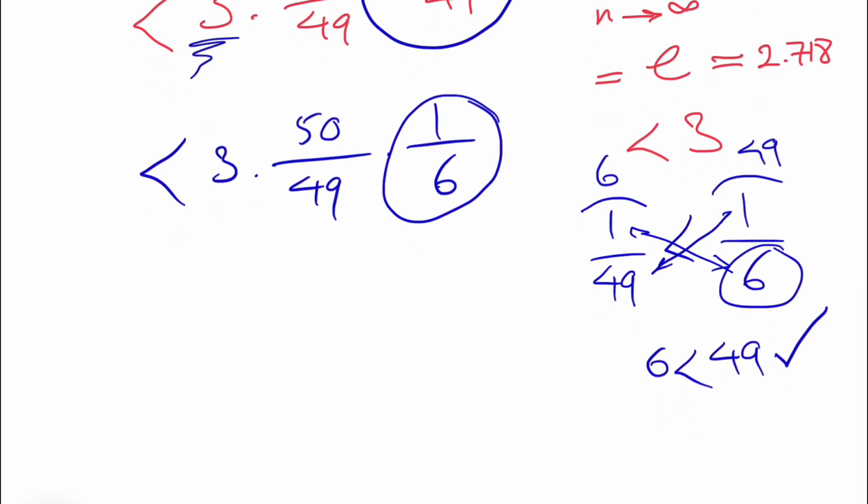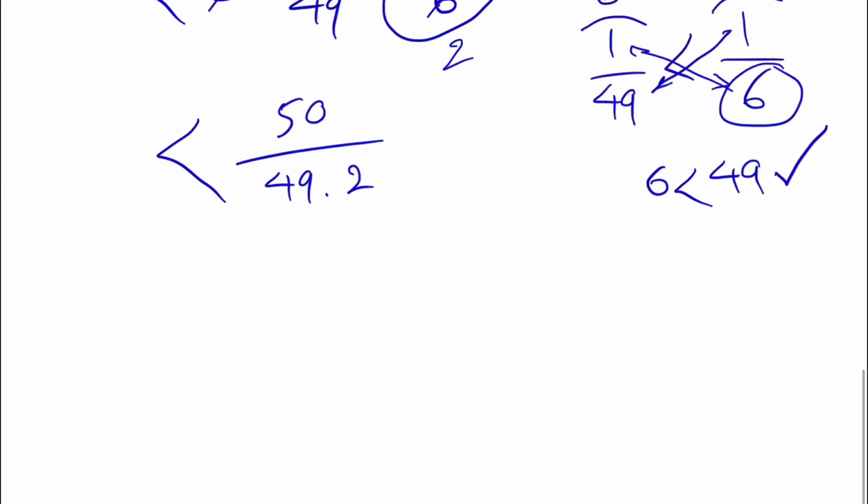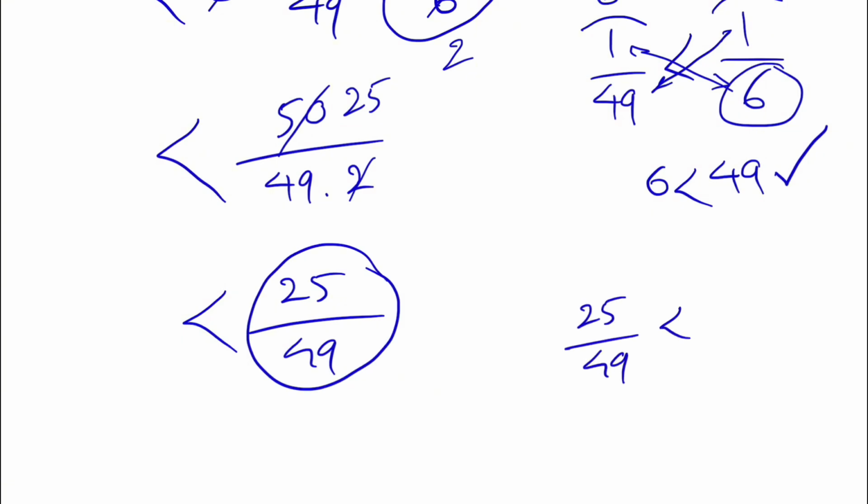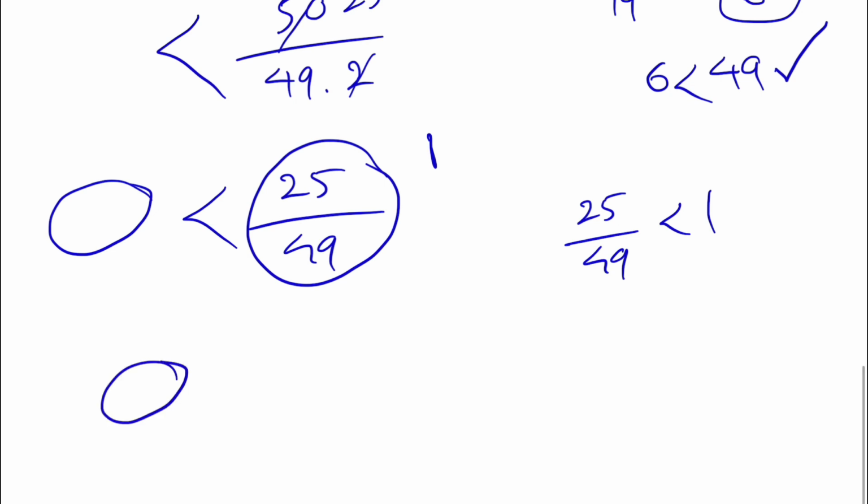Now we build that thing that we were trying to find, so we can cancel these two, and what we're going to get is 50 over, in the denominator, 49 times 2, and here we can cancel out 2 and 50, so we get 25 over 49, which is definitely less than 1. We know again 25 over 49 is less than 1, so if our expression over here is less than 25 over 49, it's definitely less than 1, and that's the end of this story.